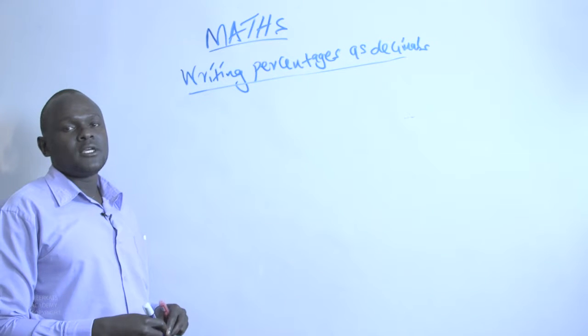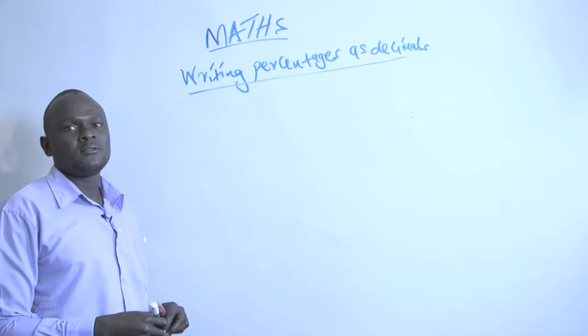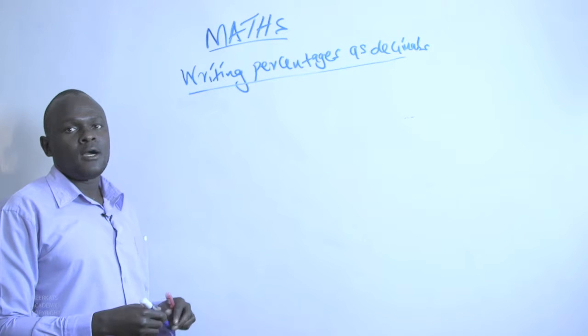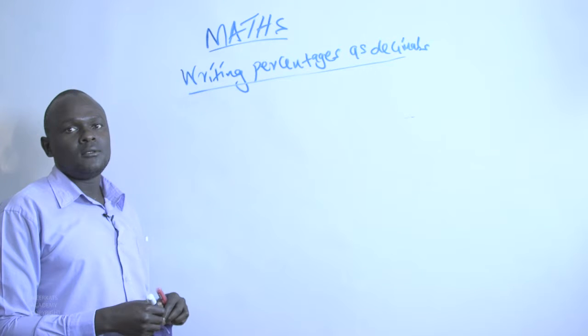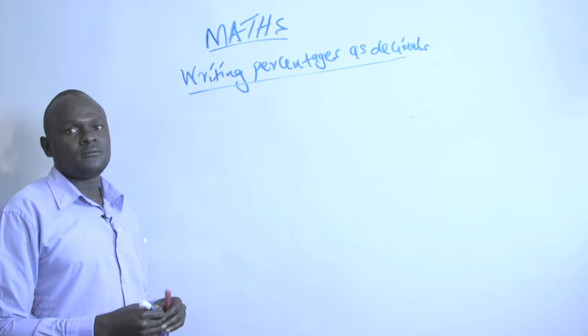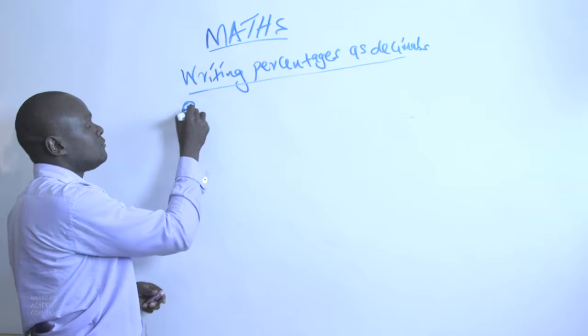This can basically be achieved by first expressing the given percentage as a fraction that is out of 100, and then you divide it. That is the simple operation that we are going to carry out.